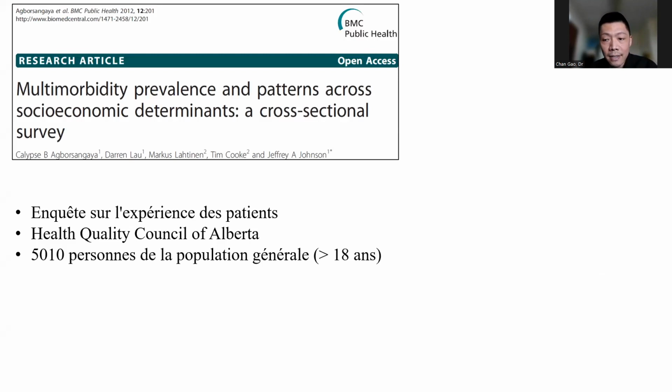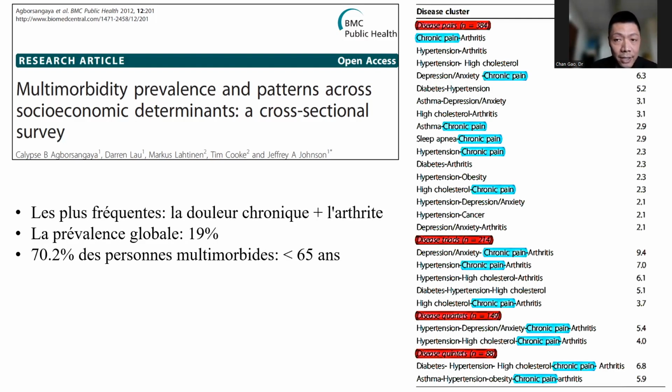This is a study of multimorbidity published in 2012. It was based on the patient experience survey conducted by the Health Quality Council of Alberta. More than 5,000 adults from the general population participated. Self-reported multimorbidity was assessed by telephone interview, and the combinations of 2, 3, 4, or 5 comorbidities are listed in the table here. I highlighted chronic pain in blue, which is involved in most of the multimorbidity.